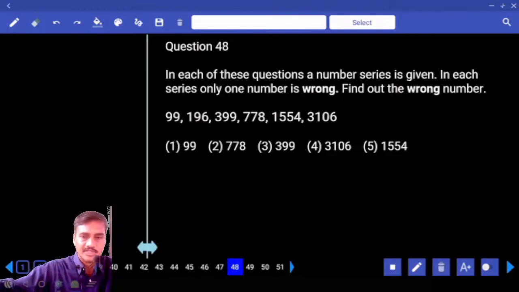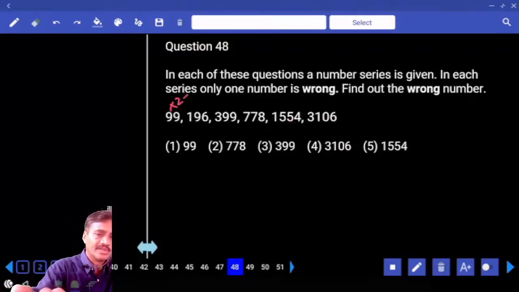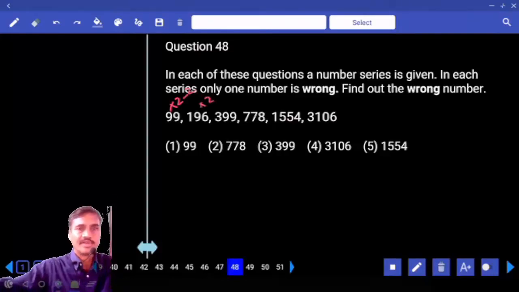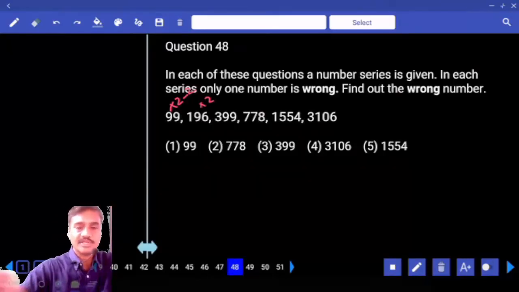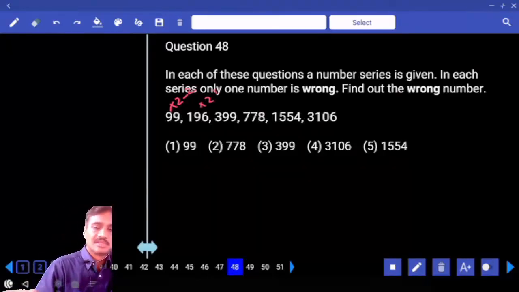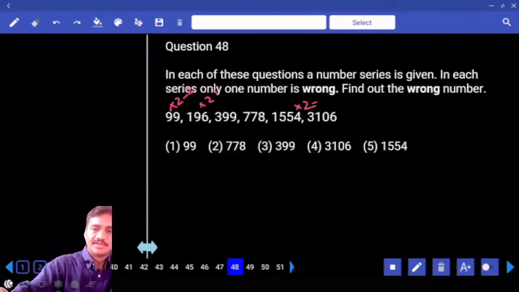1500, 3000, 1700, 1500. That means it is almost double. And so 99 into 2 is 198 minus 2. 196 into 2 is 392. 392 plus 7 is done. Then look here, and 1554 into 2 is 3108 minus 2. Here everything is into 2 minus 2, so definitely into 2 minus 2 should come.